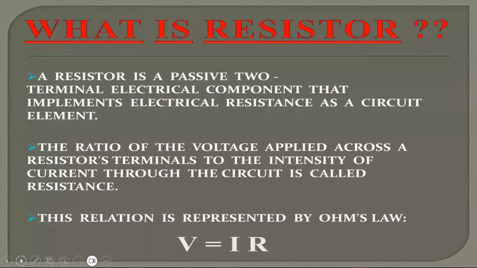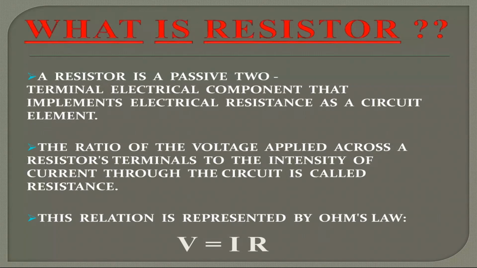So basically, let us first know what is a transistor and what is a resistor. So what is a resistor? A resistor is a passive two-terminal electrical component that implements electrical resistance as a circuit element. The ratio of the voltage applied across a resistor's terminals to the intensity of current through the circuit is called resistance. This relation is represented by Ohm's law, which, as we all know, is V equal to IR, where V represents voltage, I represents current, and R represents resistance.